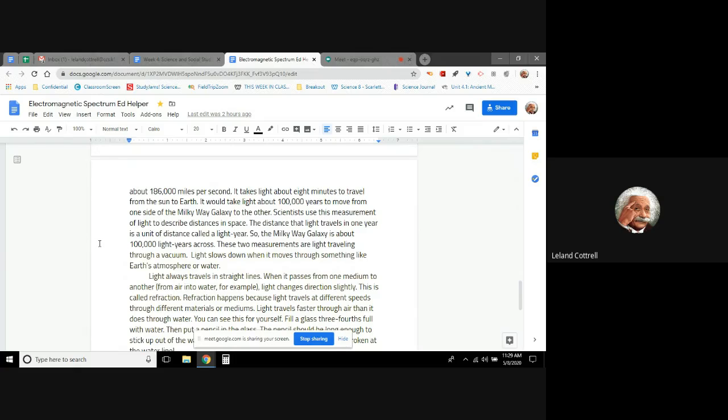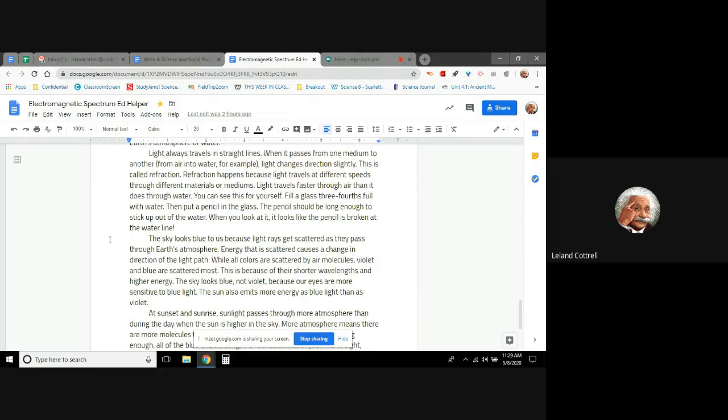These two measurements are light traveling through a vacuum. Light slows down when it moves through something like Earth's atmosphere or water. Light always travels in straight lines. When it passes from one medium to another, from air into water, for example, light changes direction slightly. This is called refraction. Refraction happens because light travels at different speeds through different materials or mediums. Light travels faster through air than it does through water.